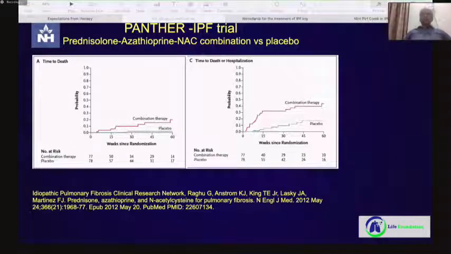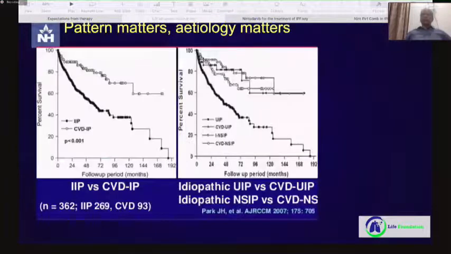But then the PANTHER-IPF trial came along after we'd been using this triple combination of prednisolone, azathioprine, and NAC for many, many years. And to our shock and horror, we saw worse results with the combination therapy compared to placebo. The time to death and the time to death and hospitalization, the probability of going into hospital or dying was much higher with the combination therapy. And it started very soon. You can see by 15 weeks, there's already a big separation, the placebo arm and the combination therapy arm.